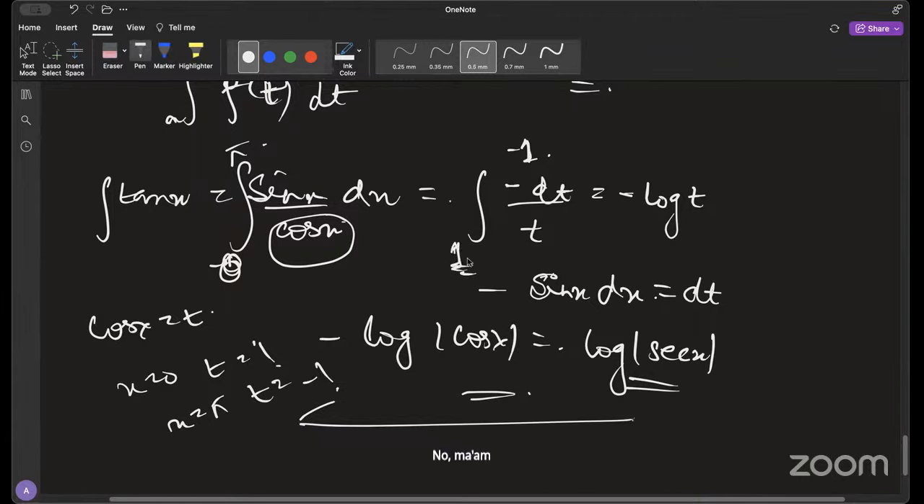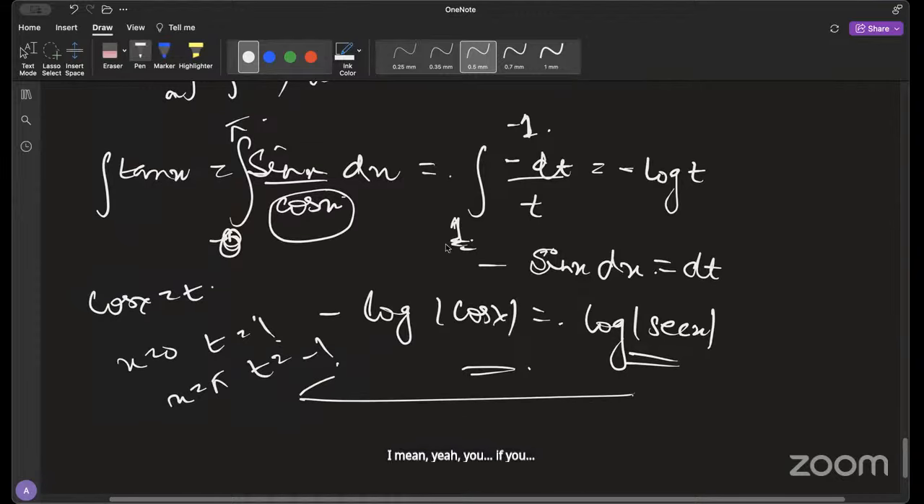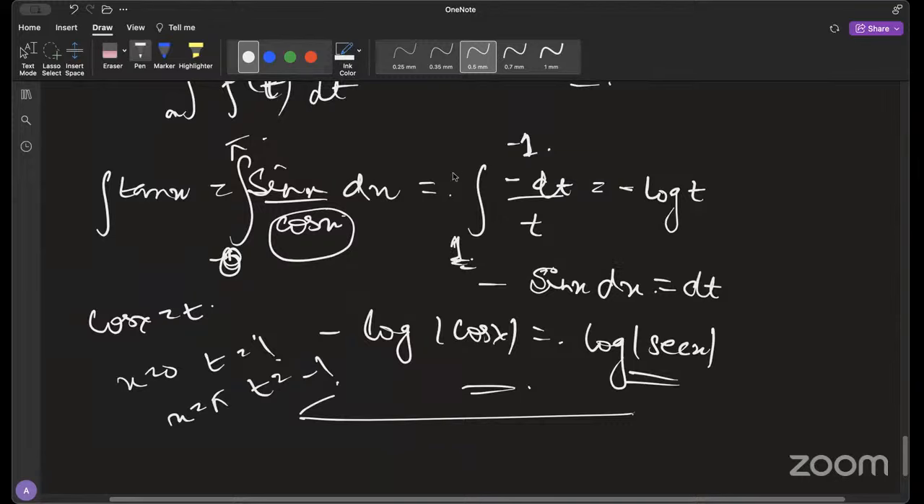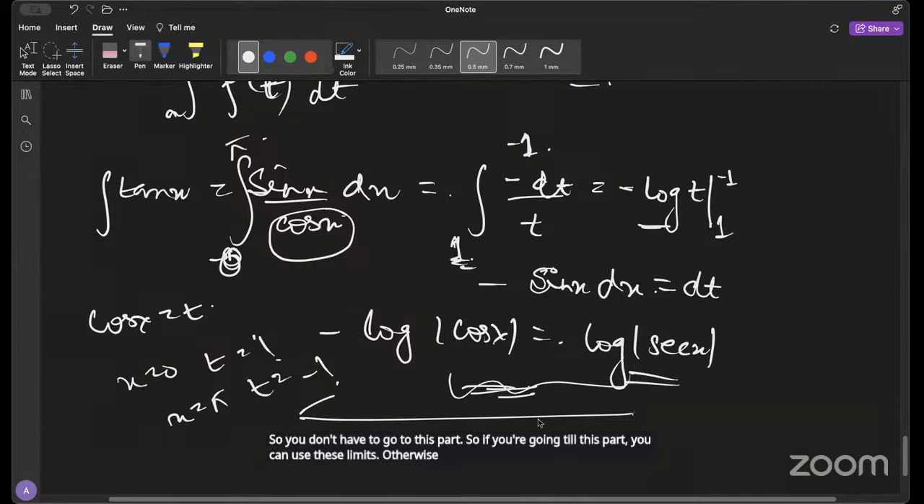No, ma'am, my question is, suppose I don't change the limit and I get the final answer, I substitute. And now if I apply the original limits, will it work? I mean, yeah. See, what I was trying to say is, if you do all of this work, so your final answer is this, you can just apply the limits, right? You don't have to do all of this. So you don't have to go to this part. If you're going till this part, you can use these limits. Otherwise, if you don't want to do all of this substitution, you can just put the limits there. Okay, ma'am. Thank you, ma'am.